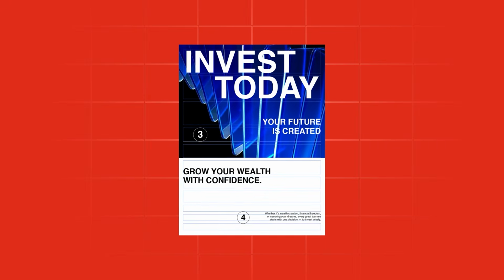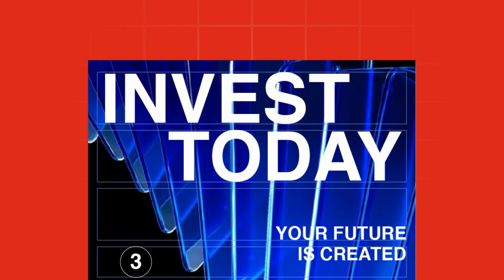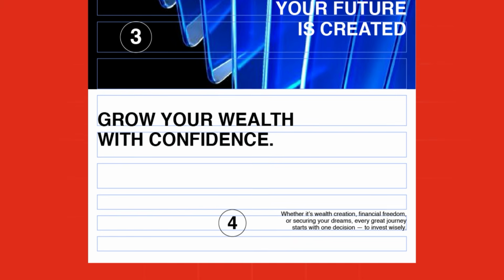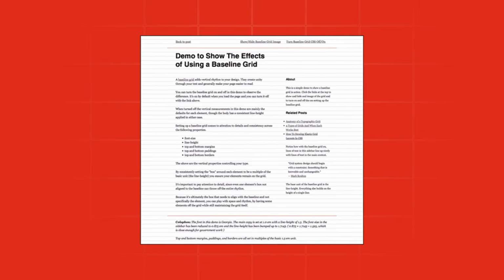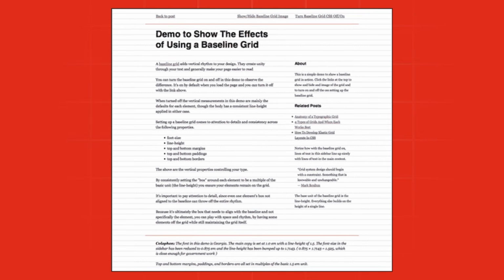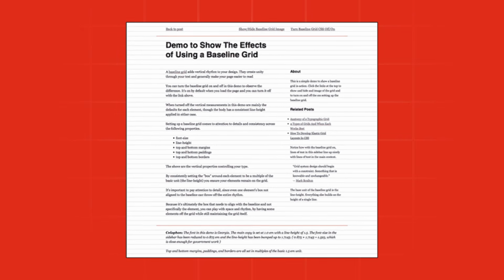Baseline grid is made of horizontal lines that guide text placement. Every line of text sits perfectly on these guides. It makes typography look clean, neat, and professional. For example, in books or editorial design, all paragraph lines line up perfectly across the page, making reading very smooth. Now let's see how to create it.